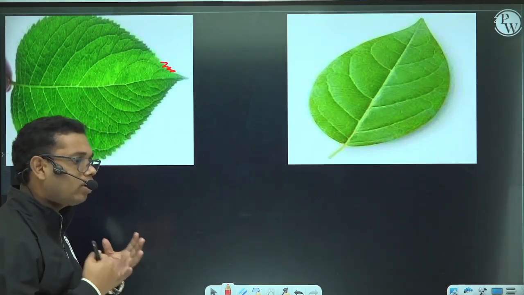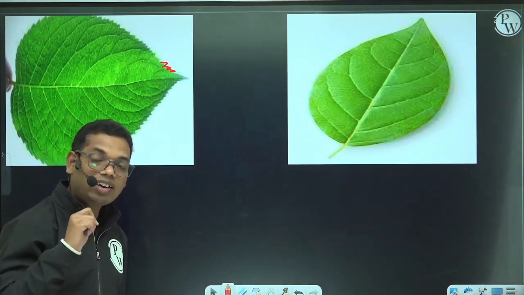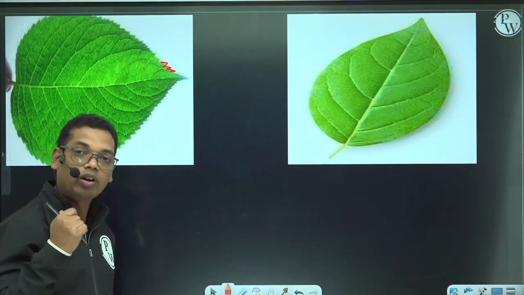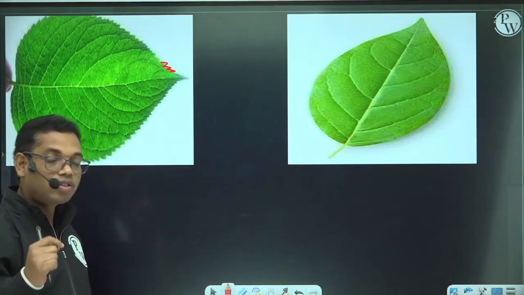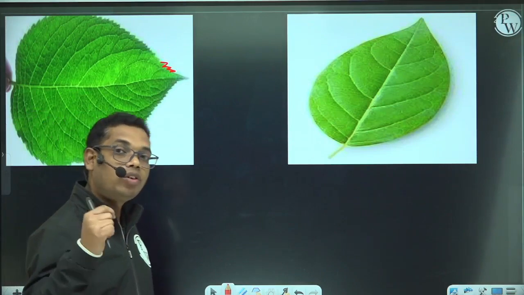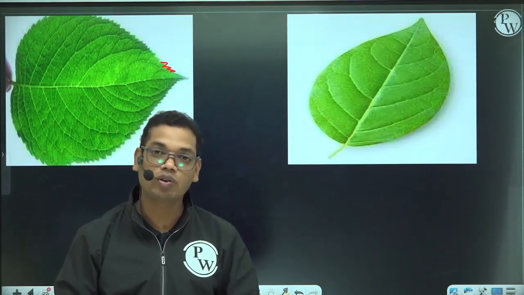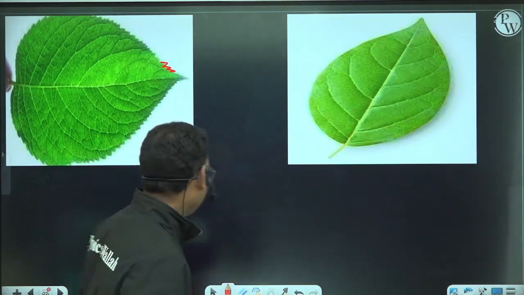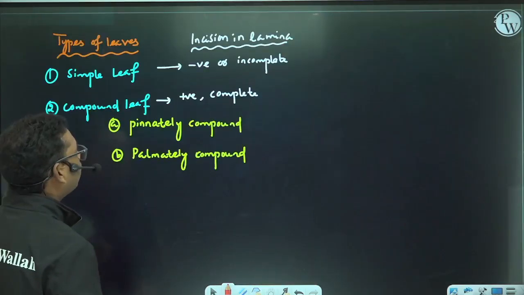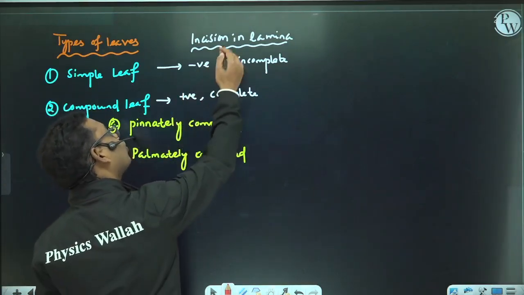So what do you mean by complete incision and incomplete incision? If the incision does not touch the midrib, the incision will be called as incomplete incision. And if this incision touches the midrib, then it will produce the leaflets. Okay, and that leaf will be called as compound leaf. Okay, so how do we classify the leaf? We classify the leaf on the basis of presence and the nature of incision.